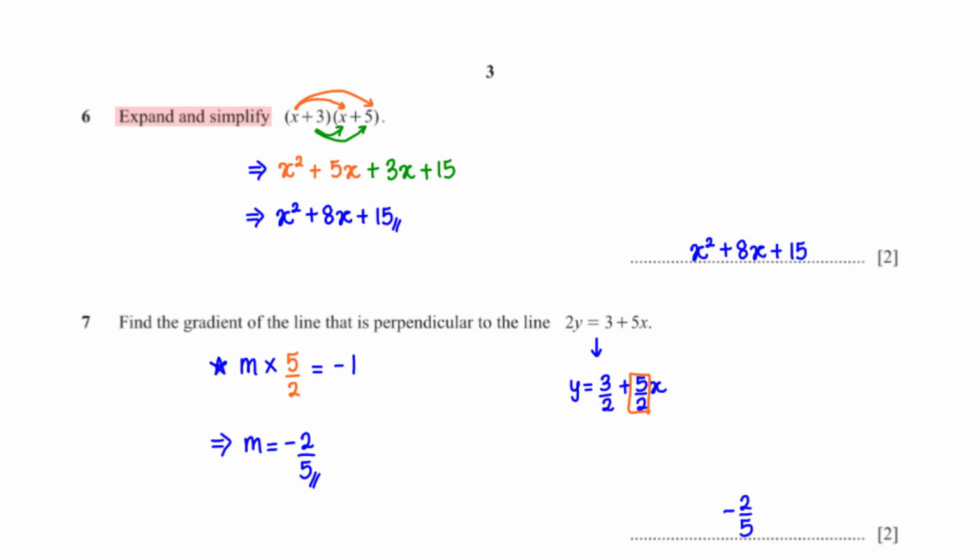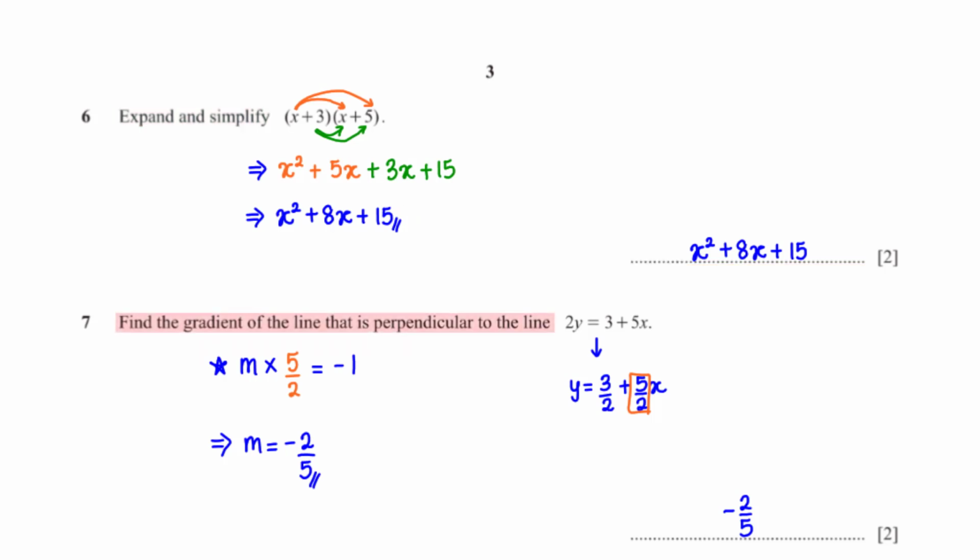Expand and simplify x plus 3 times x plus 5. First, we take x in the first bracket and multiply it with the terms in the other bracket. And so x times x is x squared and x times 5 is 5x. Now we take 3 and multiply it with the terms in the other bracket. And so 3 times x is 3x and 3 times 5 is 15. 5x plus 3x is 8x. And so our final answer here is x squared plus 8x plus 15.